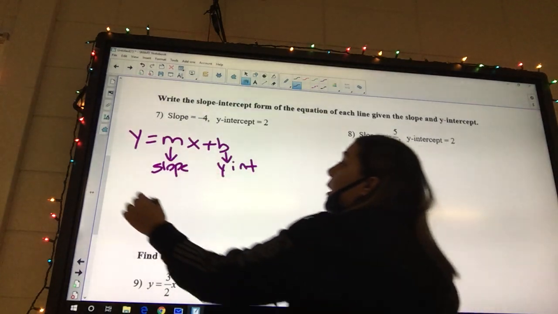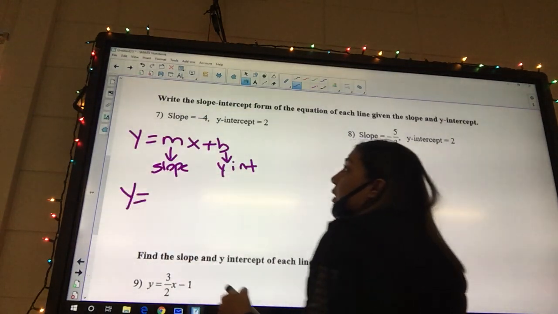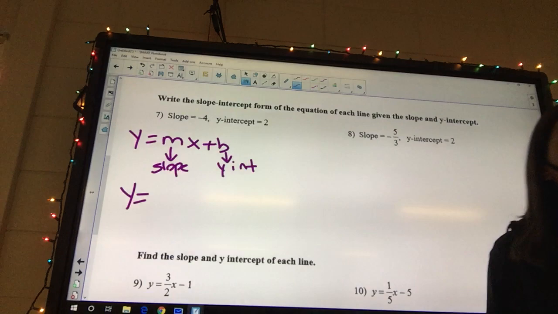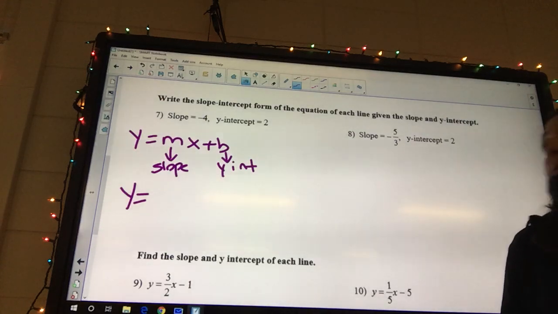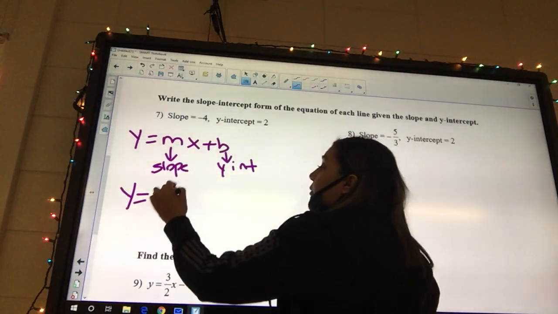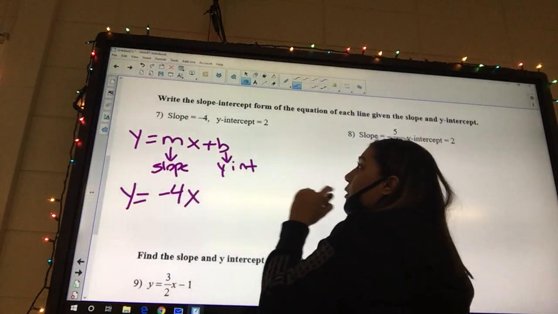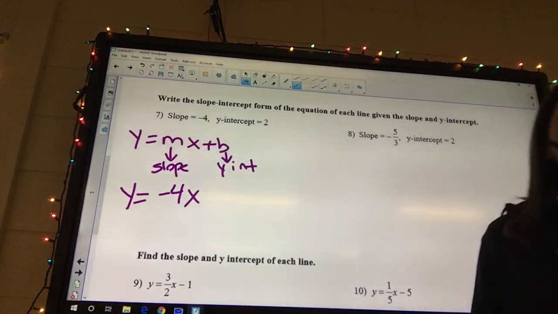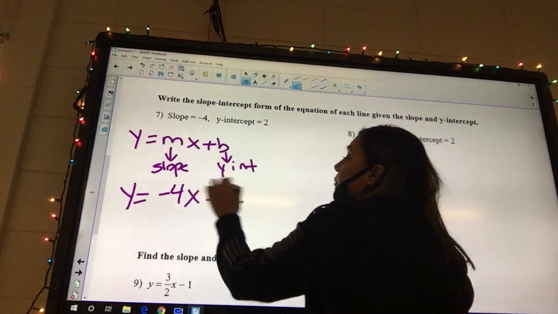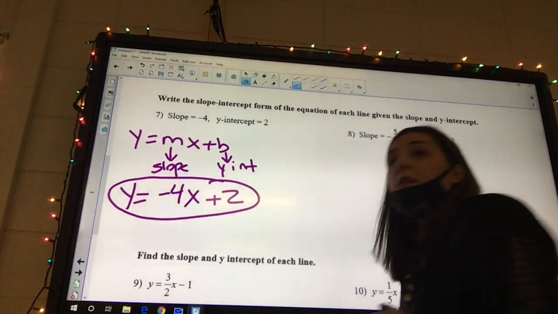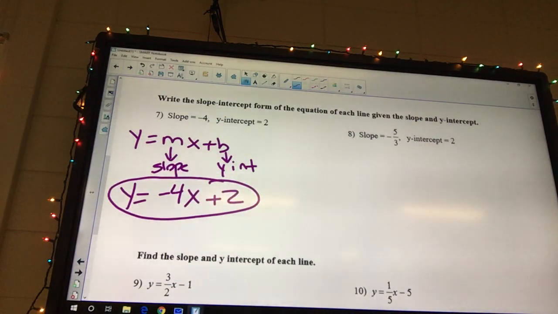So we got y equals, my slope is what? What's it say my slope is? -4, so we're going to say -4x. And what's my y-intercept, Kyle? 2. So we're just going to say plus 2. And that's it. That's all we're doing. We're just putting them where they go.